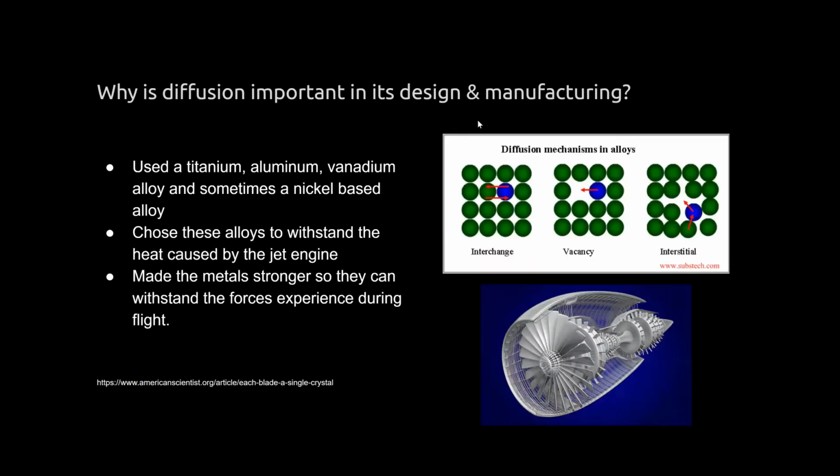Diffusion is important in the design and manufacture of jet turbine blades because we need to know what metal or alloy to use for the blades that would be able to withstand the high temperatures experienced from the jet engines. The alloy used for the turbines is a titanium, aluminum, and vanadium alloy. The alloy was probably used because it can withstand the high temperatures, and the process of diffusion made the alloy stronger so that they can withstand more forces during flight.